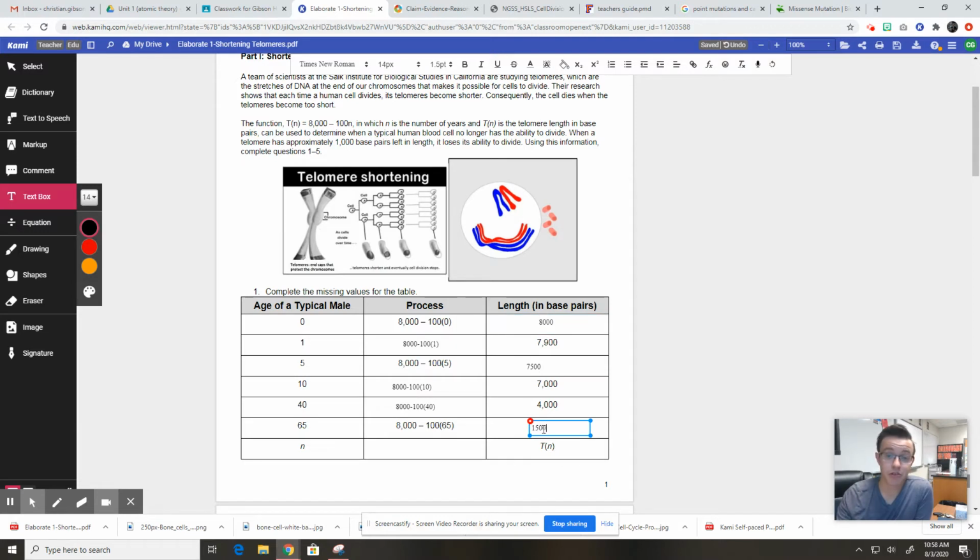All right, so start with 8,000. By the time you're 65 years old, on average, you only have 1,500 base pairs left in your telomeres. And remember, it said in the introduction, if we get down to 1,000, cells can't divide anymore. So we're getting close. We're getting on up there in age.